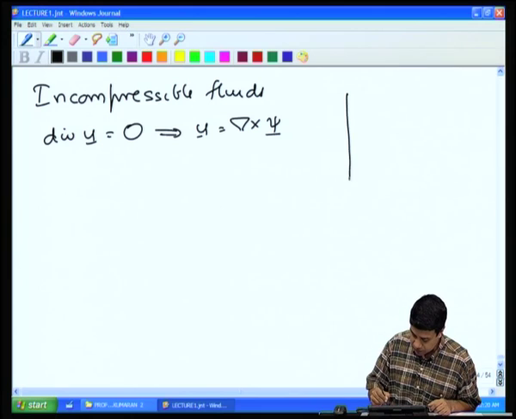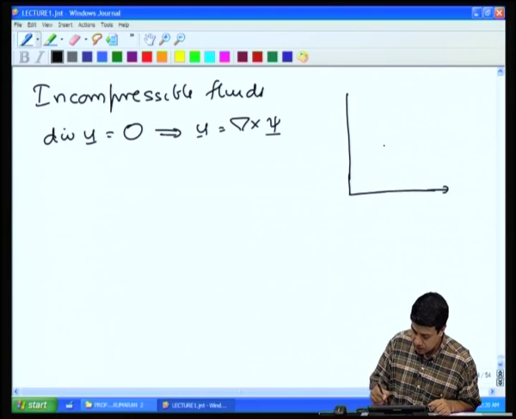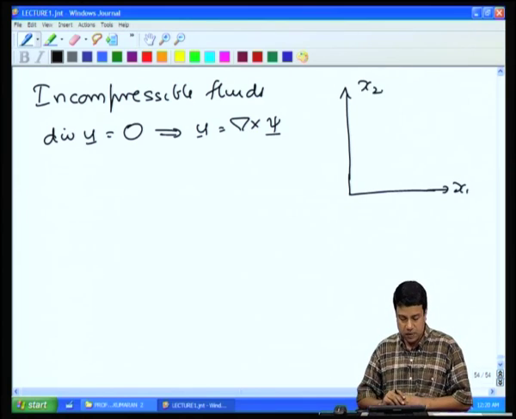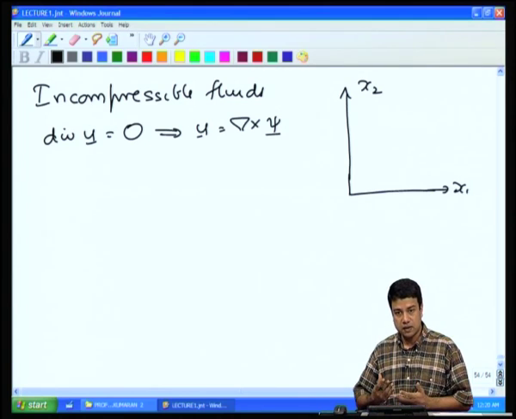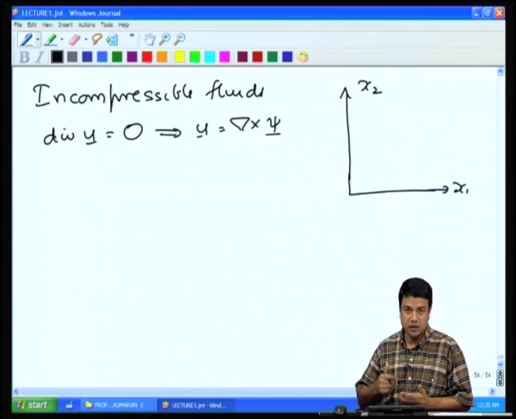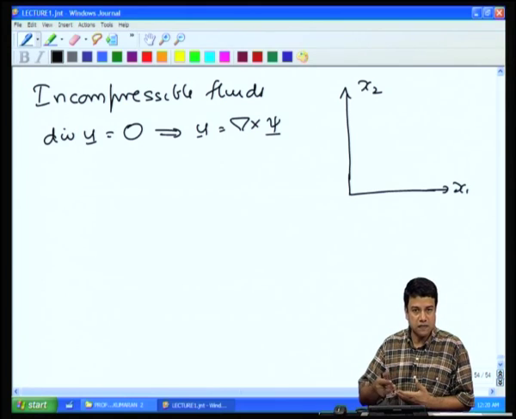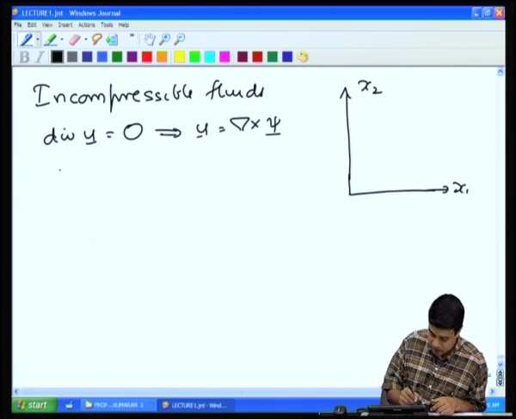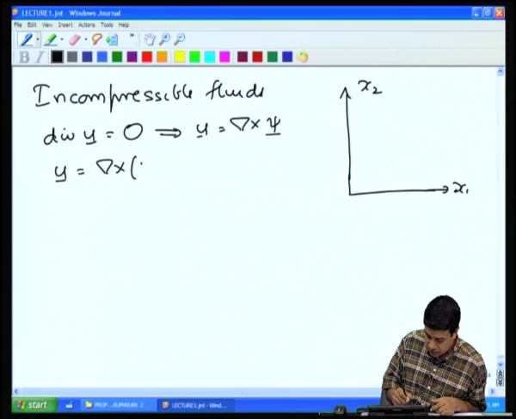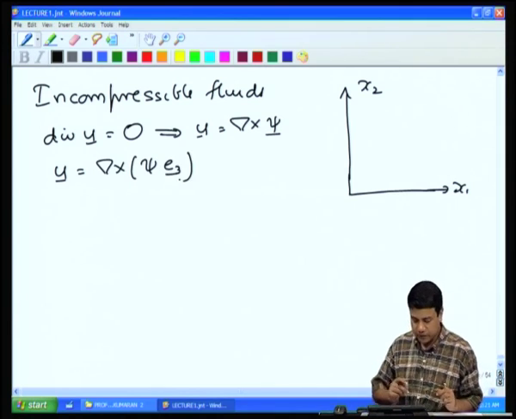If the flow is two dimensional, so that the velocity is only in one of two directions, we can have a velocity in the x1 x2 plane only if I take the curl of a vector that is perpendicular to that, because the curl of a vector is perpendicular to that vector itself. So, if I have to take the curl of a vector and get a velocity in the x1 x2 plane, that means this vector itself has to be perpendicular to that. So, that means that in the x1 x2 plane, this velocity can be written as del cross of a vector that is in the third direction.